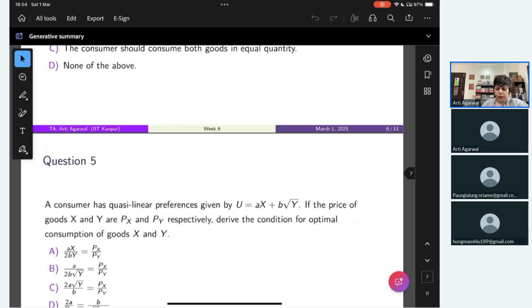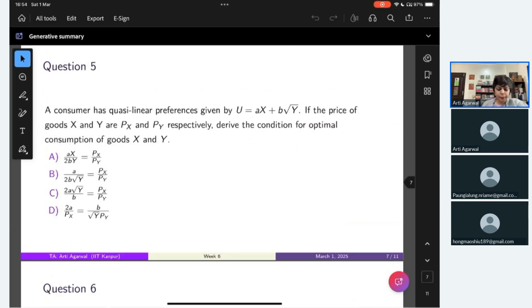Now we'll do a similar question a little bit numerically. So we are given, you've studied quasi-linear preferences in your lectures. We're given that a consumer has a quasi-linear preference given by the utility function ax plus b root y. Now, you're given the prices of good x and y as px and py respectively.